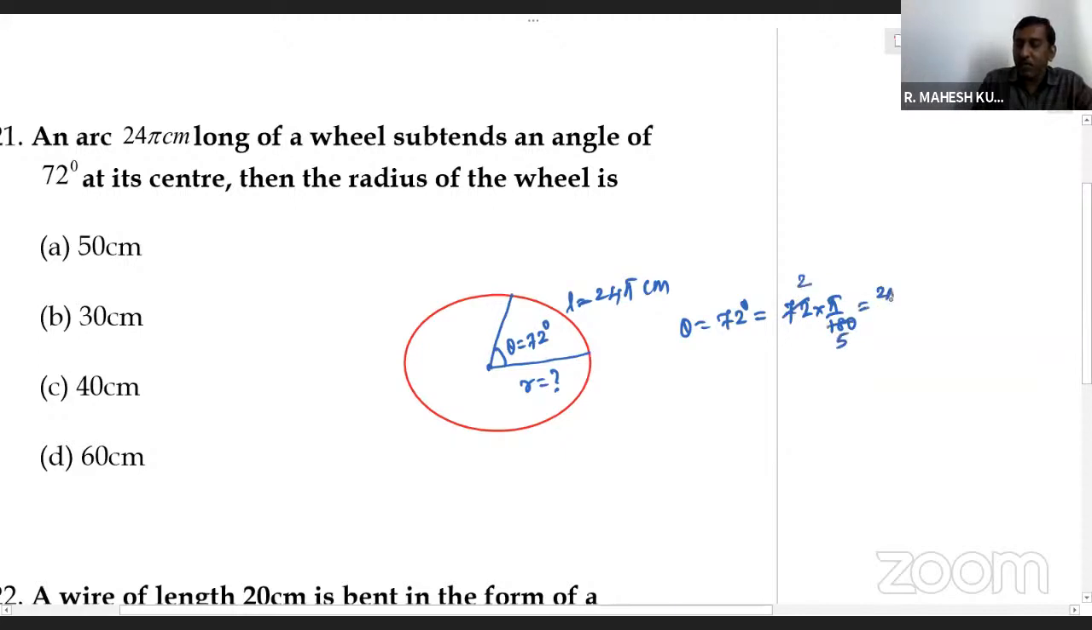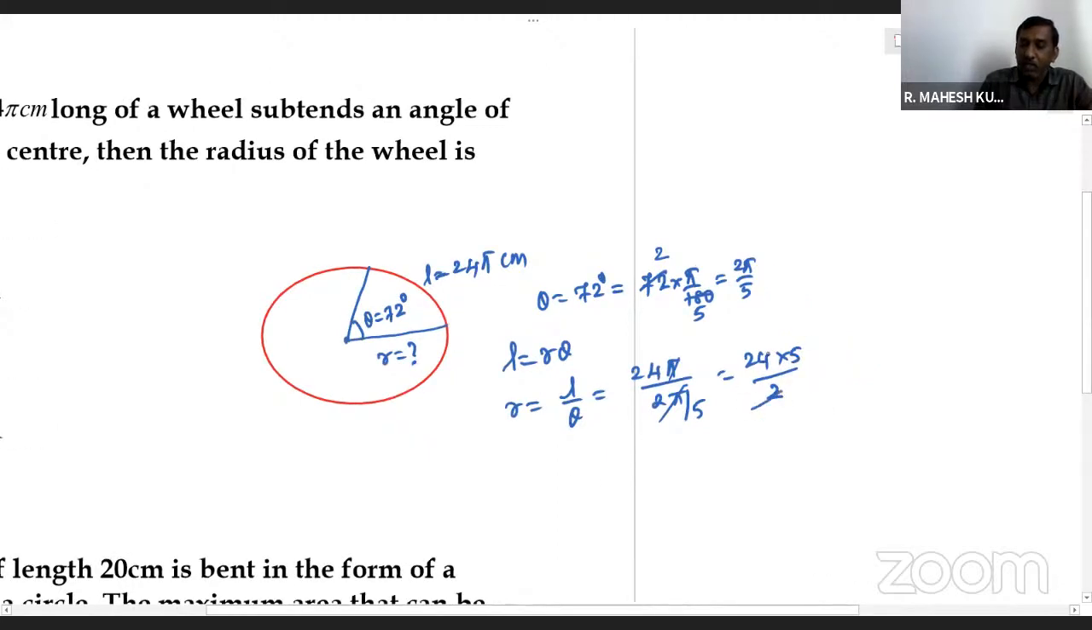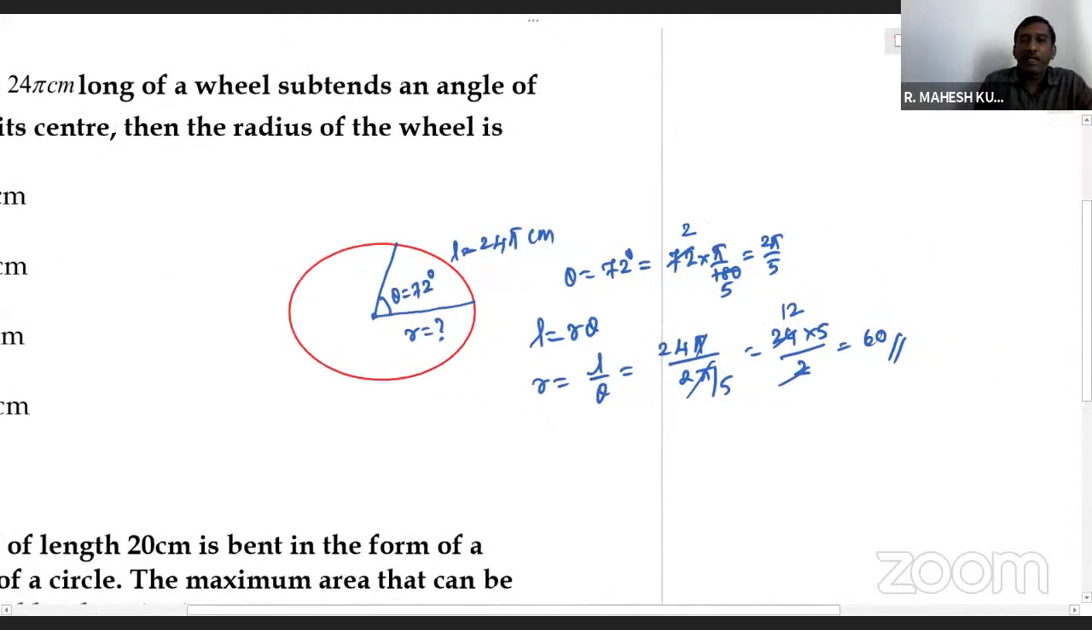So you get 2 pi divided by 5. That is your theta. So now you know L is equal to R theta. R is nothing but L divided by theta. L is 24 pi, divided by 2 pi divided by 5. So this pi gets cancelled. So it is 24 into 5 divided by 2. Understood? So 2 12 times you get. So 12 into 5, you are going to get 60 centimeters. That is going to be the length of the radius of the circle with the given data.